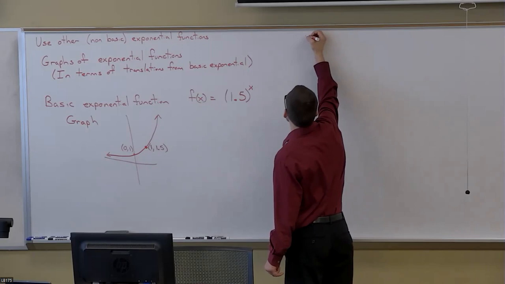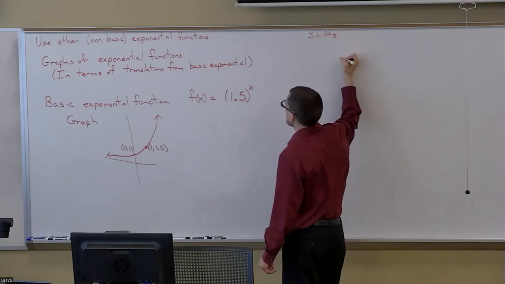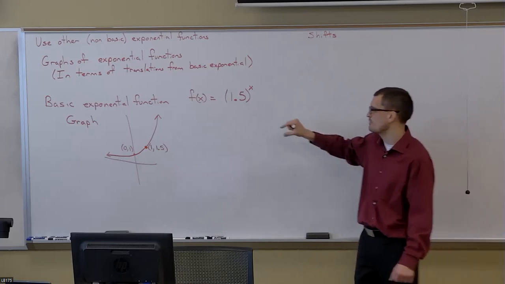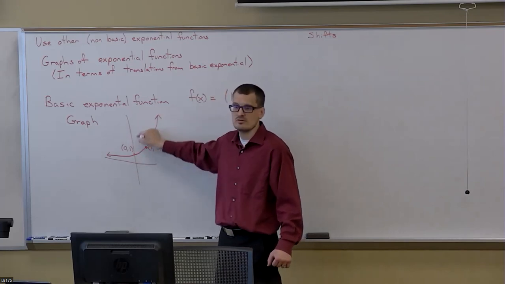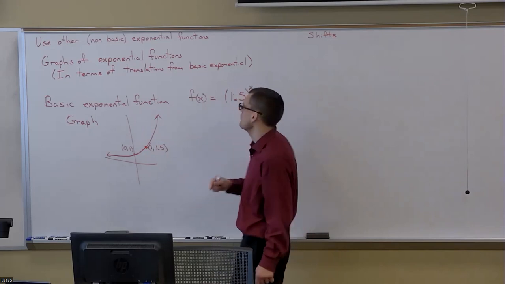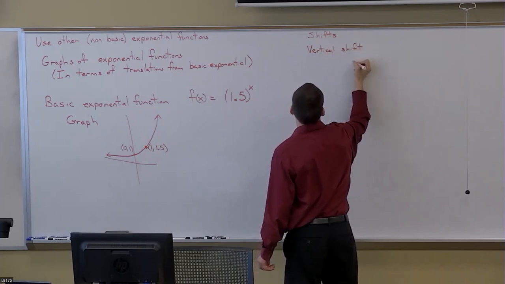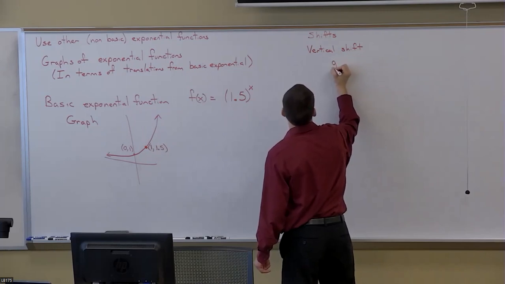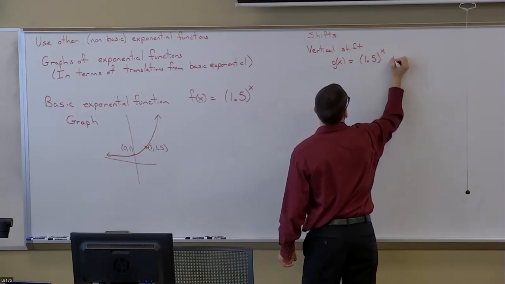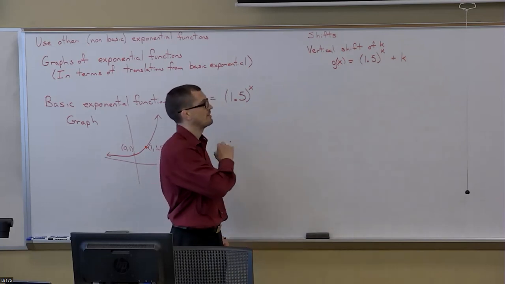Now, let's think of shifts of this basic exponential function. If I want to move the exponential function up or down, remember back when we were translating, we added a k when we moved up or down? Well, that's the same thing. So vertical shift would be a new function taking 1.5 to the x power, and then I'm going to add k at the very end.